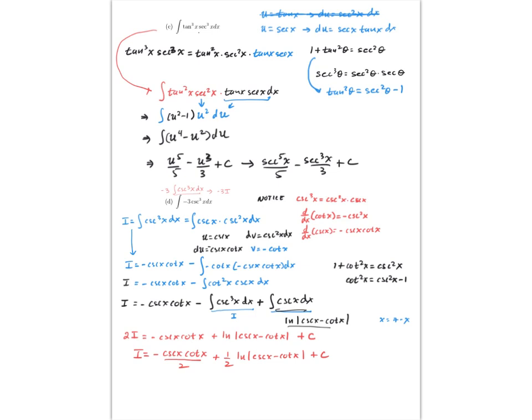But remember, the question was minus 3I. So therefore, the answer for the integral is actually 3 over 2 cosecant x cotangent x minus 3/2 ln of cosecant x minus cotangent x plus a constant. And that's it.